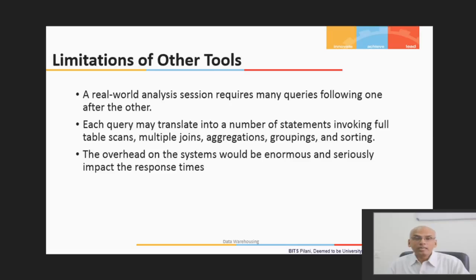And added to that, as we have seen in the analyst session, a real world session requires the queries to be made one after the other. And each one of the queries may translate into full table scans, and some of these tables can be very huge and may require multiple joins. As you know, in relational databases the join is the costliest operation, and then it may require aggregations, grouping, sorting. All of them are costly operations depending on the size of the data that you deal with and the resources that are available.